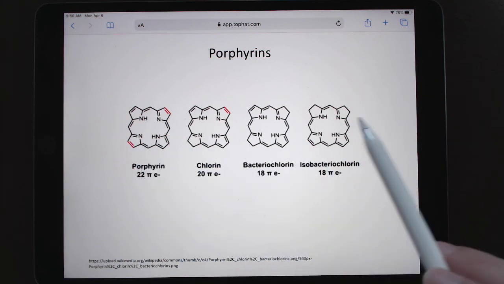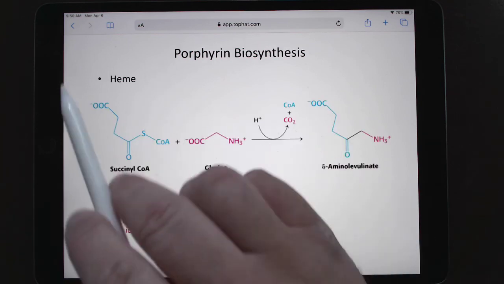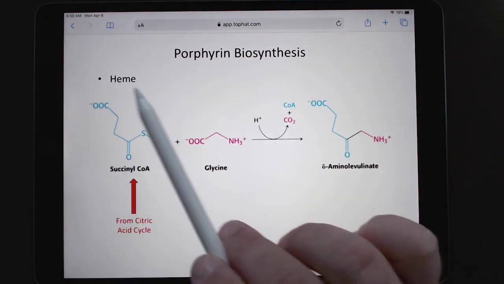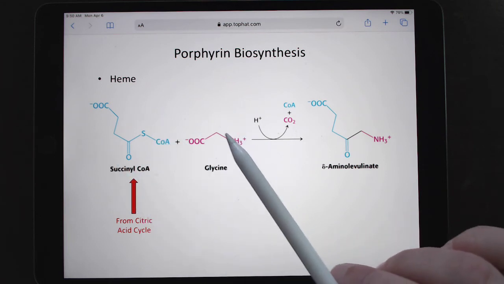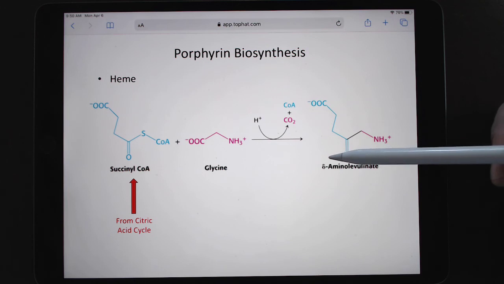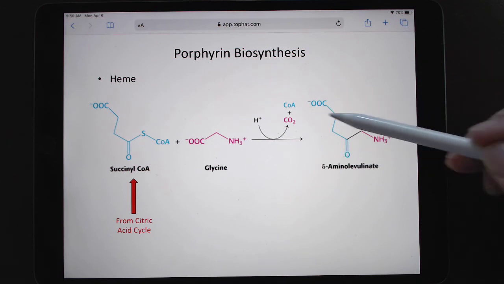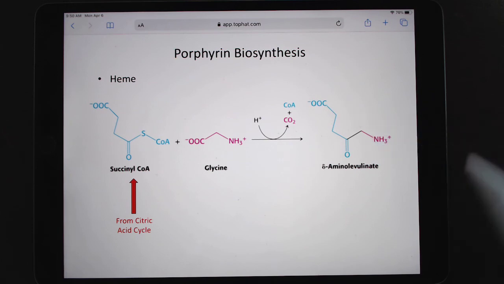You can also do this to make porphyrins, and they all have this sort of general structure, these aromatic structures, and the classic one is heme. And so if you take a succinyl CoA and a glycine, when you combine those two together, you can make the gamma amino levulinate, right? And so it is an amino acid. It's just they're not right next to each other.